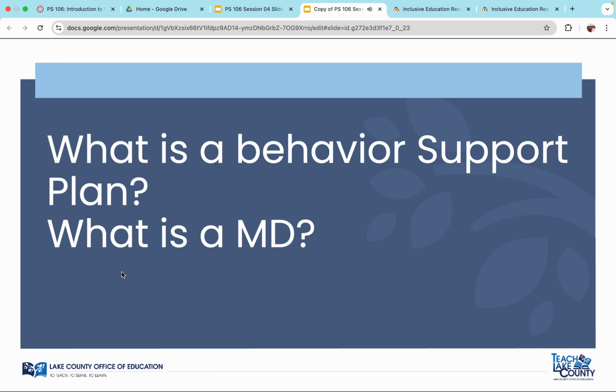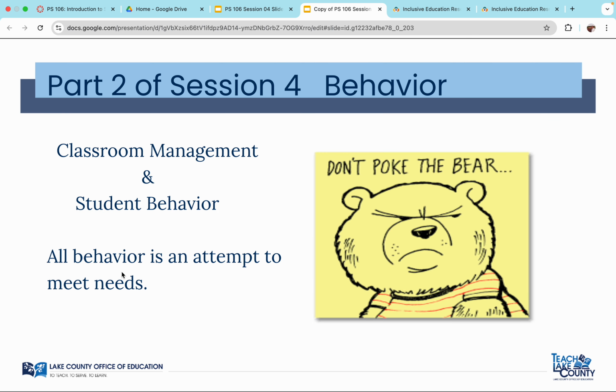Guiding question 2. What is a behavior support plan and what is a manifestation determination? So, you know, we have a lot of behavior in special education. And it makes sense. A lot of people who are in special education have trauma. And trauma typically leads to maladaptive behavior to fix situations for a student in a way that allows them to fight, flight, freeze, or fawn, and escape things that they don't want to do.